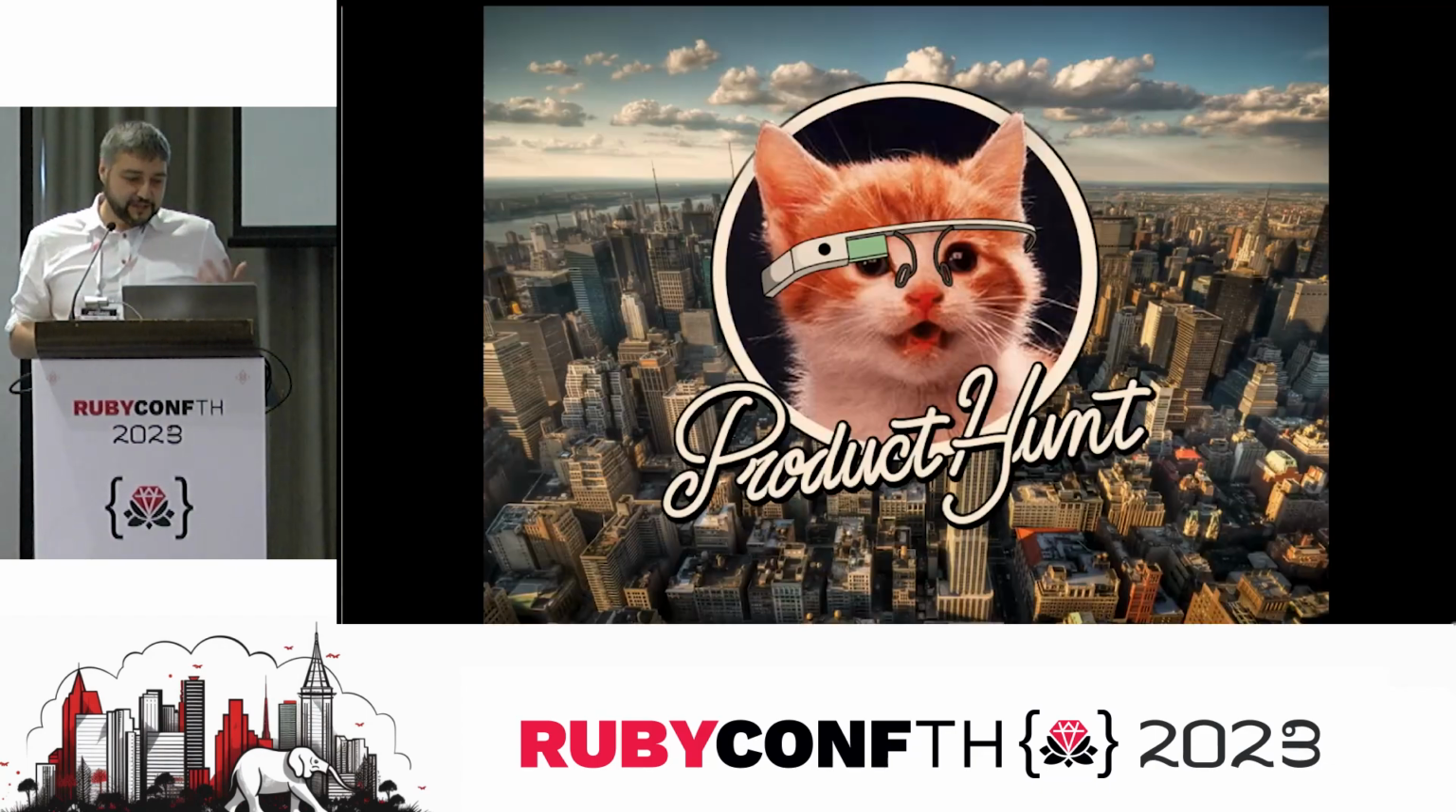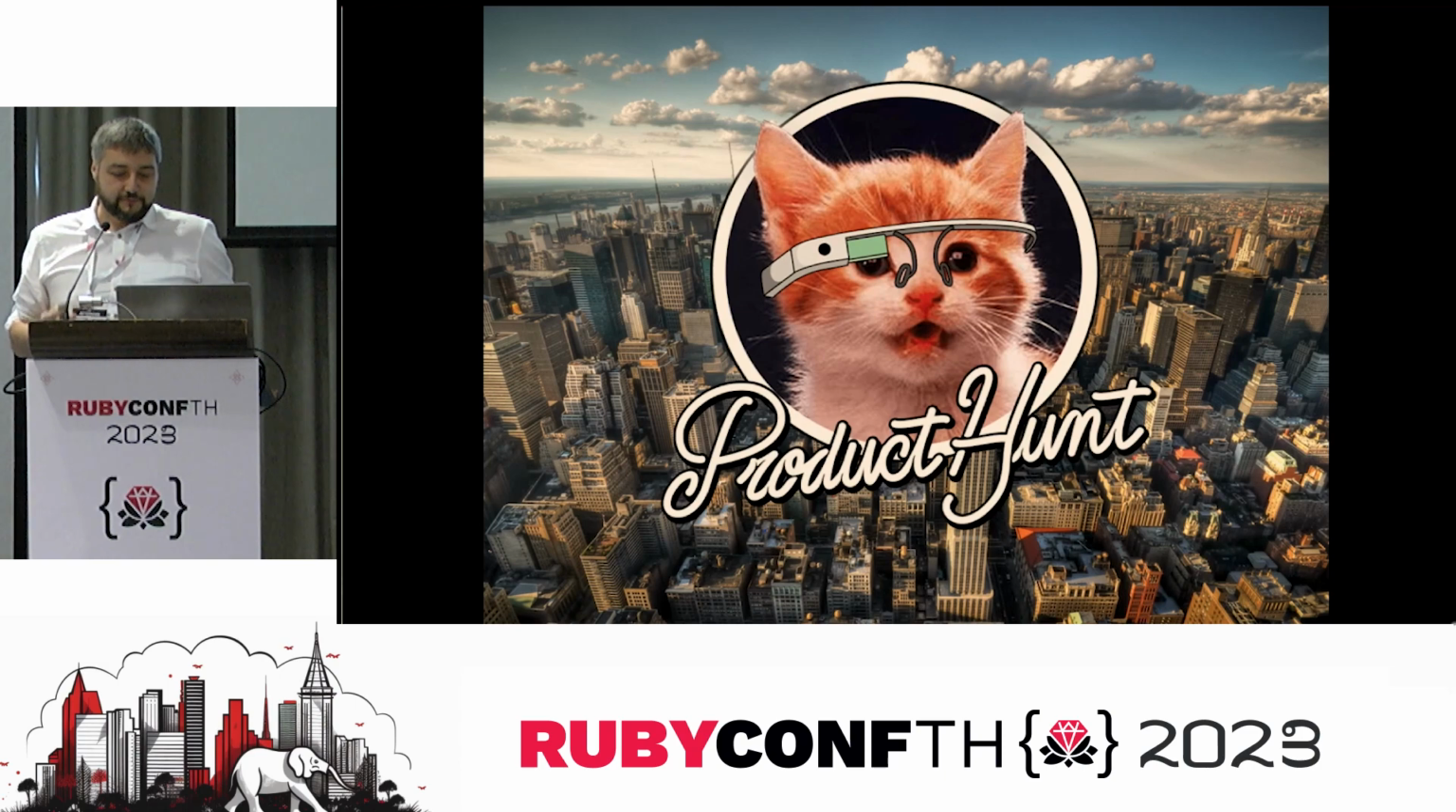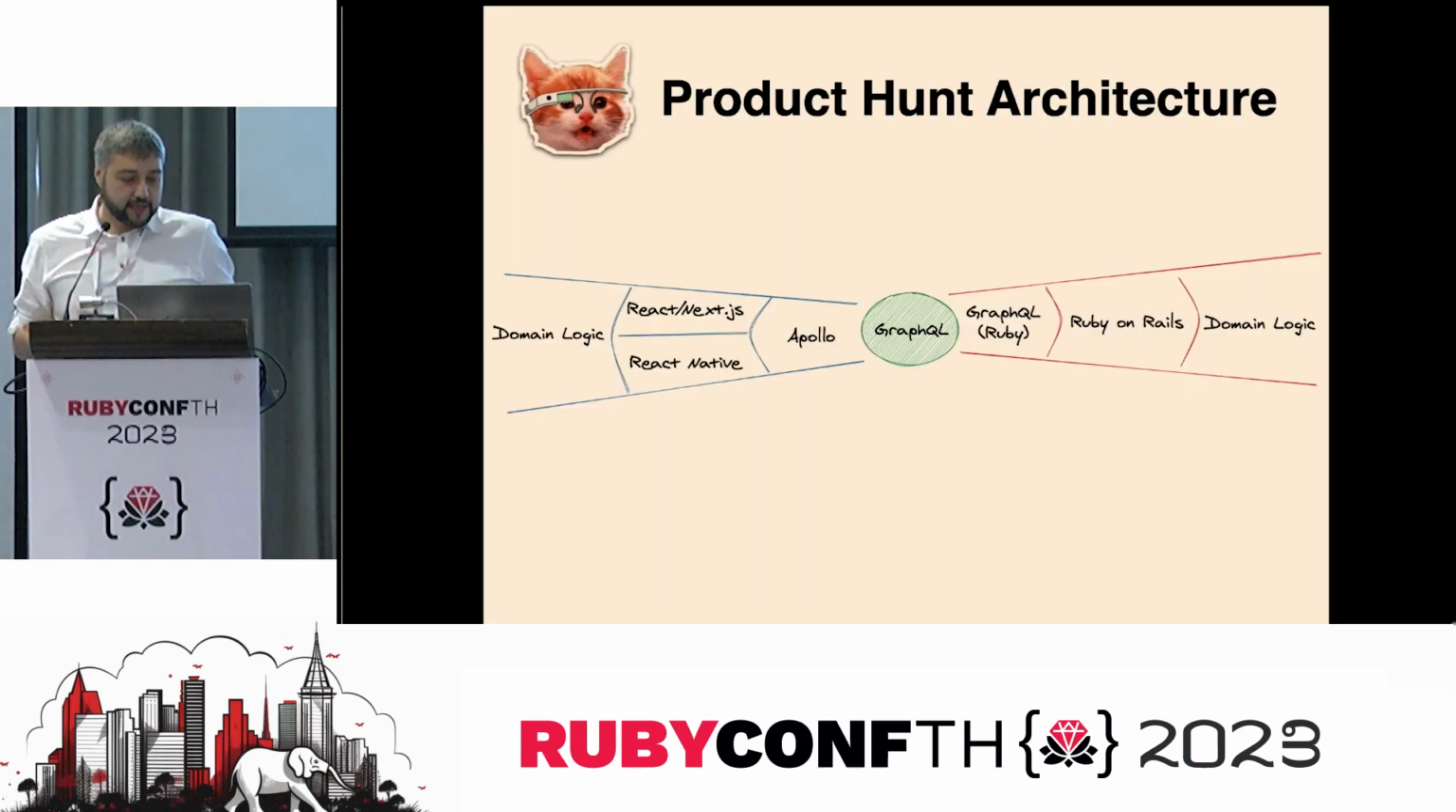As mentioned, I used to be the head of engineering at Product Hunt, and this was the Product Hunt architecture. Because Product Hunt was a social app, you needed a very interesting and fat front end. We used Ruby on Rails, the GraphQL Ruby gem, and GraphQL Apollo, and this was a really good architecture for a product like Product Hunt.